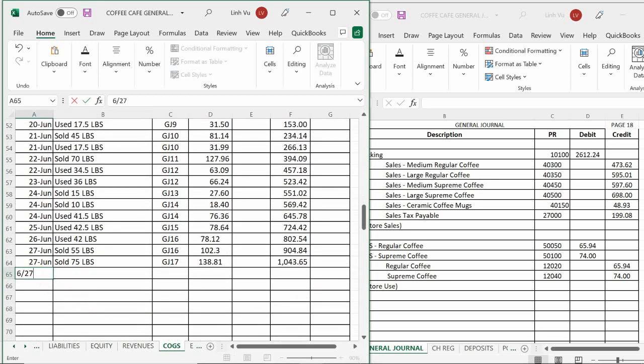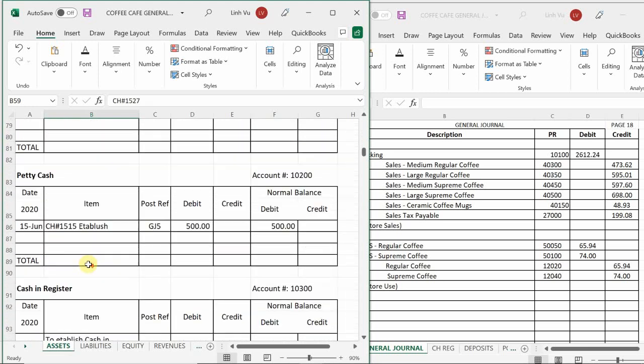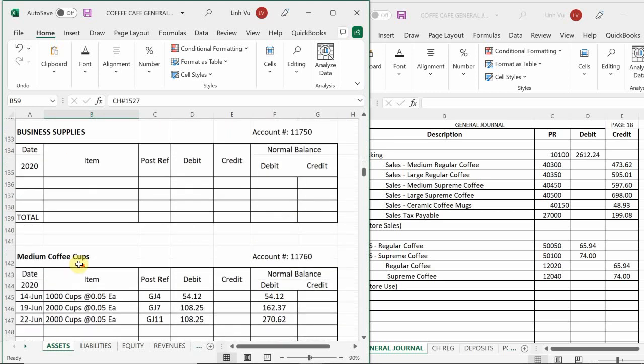Supreme Coffee. We used 40 pounds. General Journal 18 for $74. So what is my total ending balance here? 1117.65. Good. Last but not least, we should update our inventory.